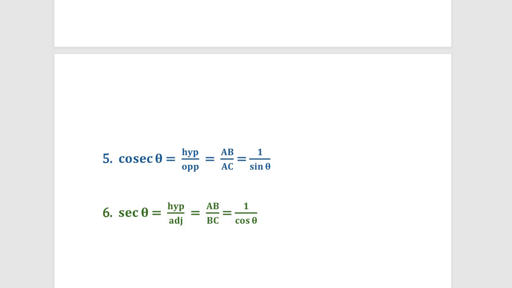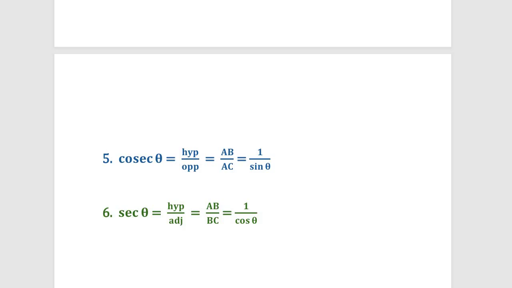Next we have formula number 5, cosec theta equals hypotenuse by opposite. AB is the hypotenuse, AC is the opposite, so we have cosec theta equals AB by AC. Again, sin theta is reciprocal to cosec theta, so cosec theta equals 1 by sin theta.